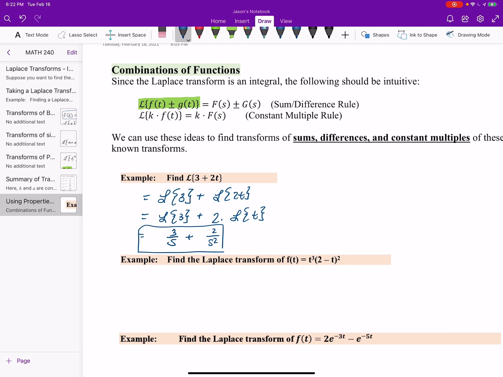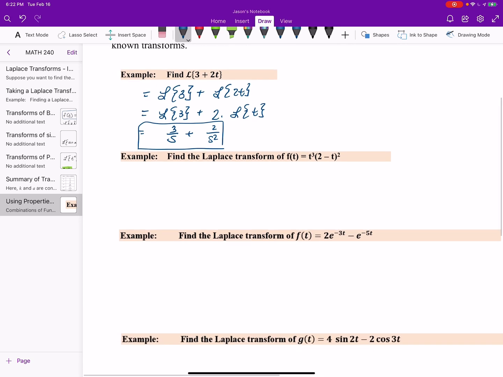Okay? Now, moving ahead to this next one, notice it's not exactly in the form of a function whose transform we know, but we can do algebra to this. So we're going to multiply t to the third times 4 minus 4t plus t squared, and that's going to get us 4t to the third minus 4t to the fourth plus t to the fifth.